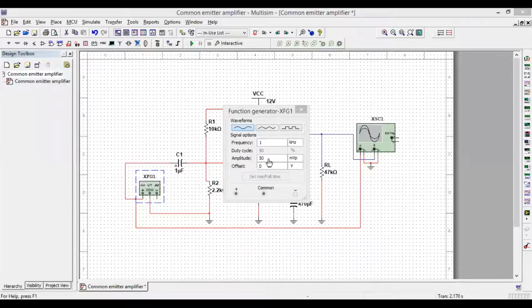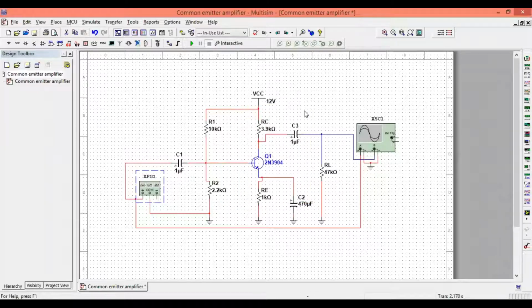So we have different values. तो हमारा जो input signal होगा that will be of 20 millivolts. और जो हम waveforms use कर रहे हैं, we can use different waveforms. We can use मतलब sine wave or square wave. So I'm using the sine wave. So these are actually the settings of the function generator.